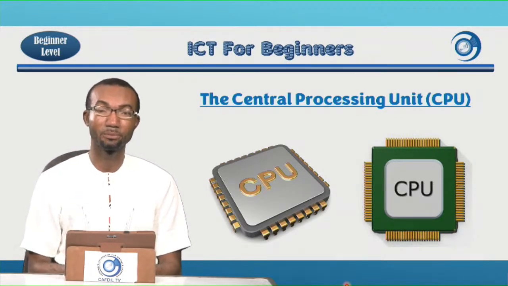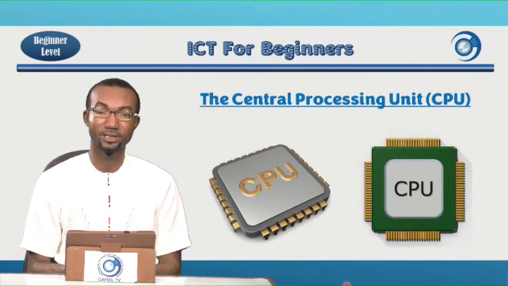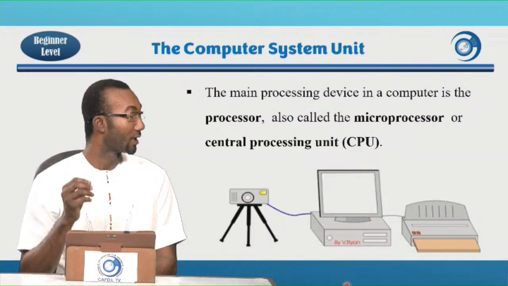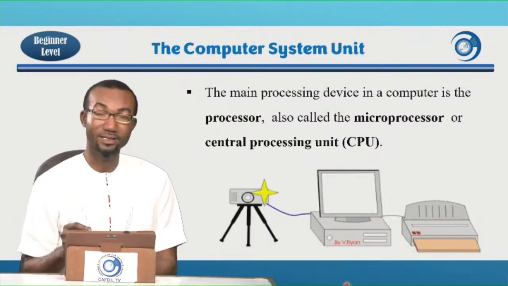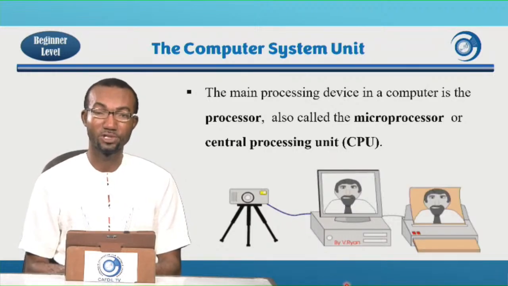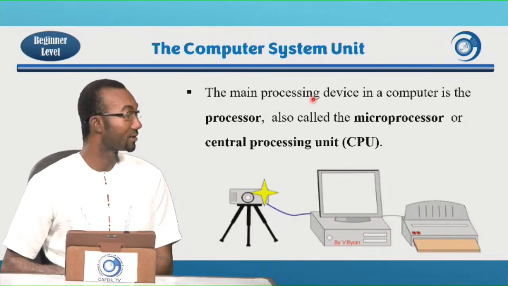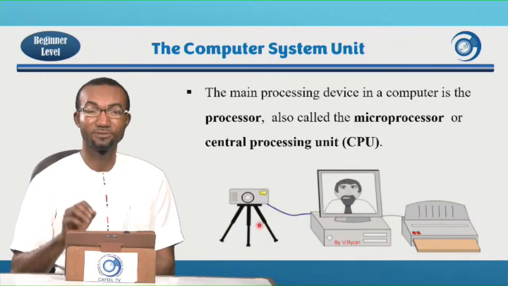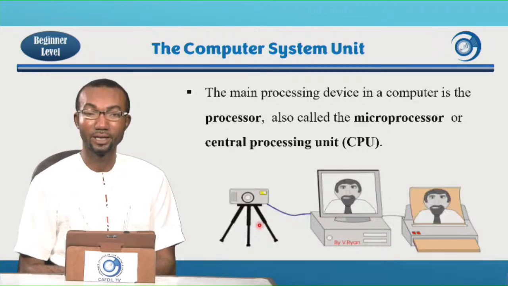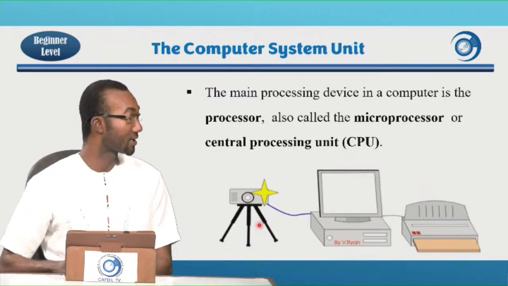And viewers, also remember that the processor is one of the most important components in the system unit. The main processing device in a computer is the processor, also called the microprocessor or central processing unit. So that is the main processing device. As a human, the main processing device in our system is our brain. The same way, the main processing device in a computer is the processor.